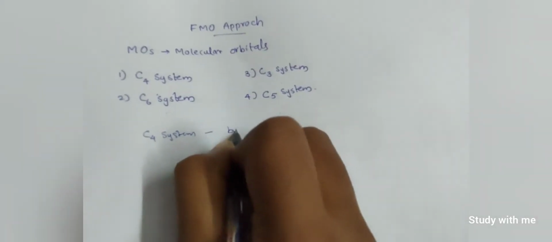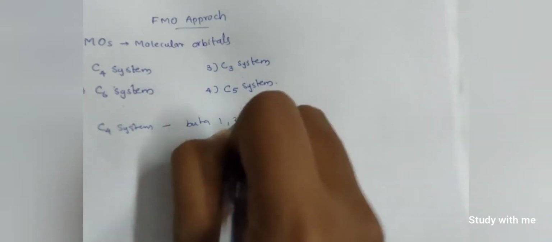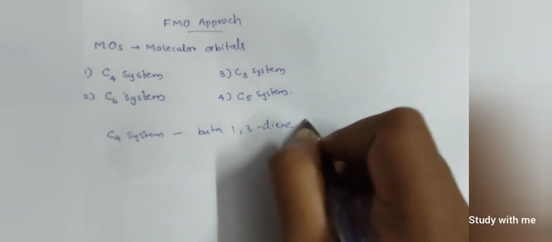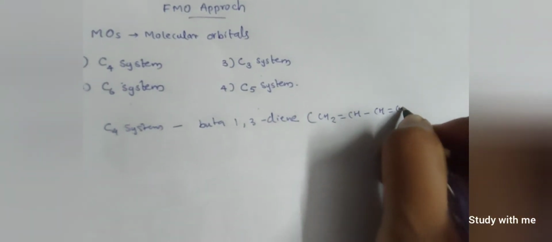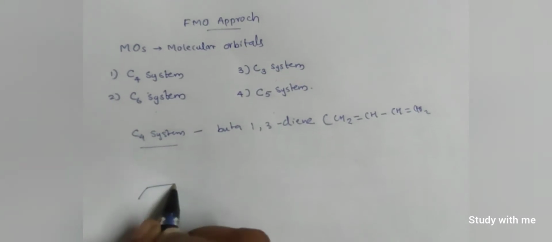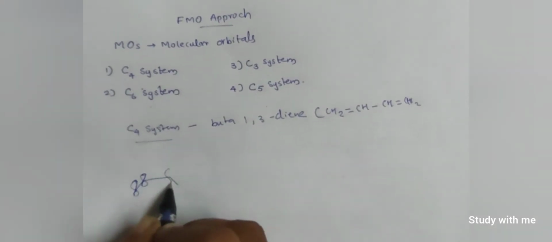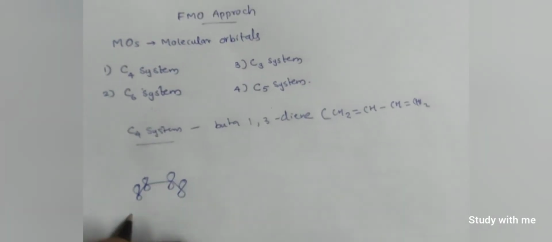So first, the C4 system. The C4 system is buta-1,3-diene, that is CH2 double bond CH, CH double bond CH2. So it is a C4 system. It can be represented like this. This is the C4 system. Now we have to draw the molecular orbitals of buta-1,3-diene.